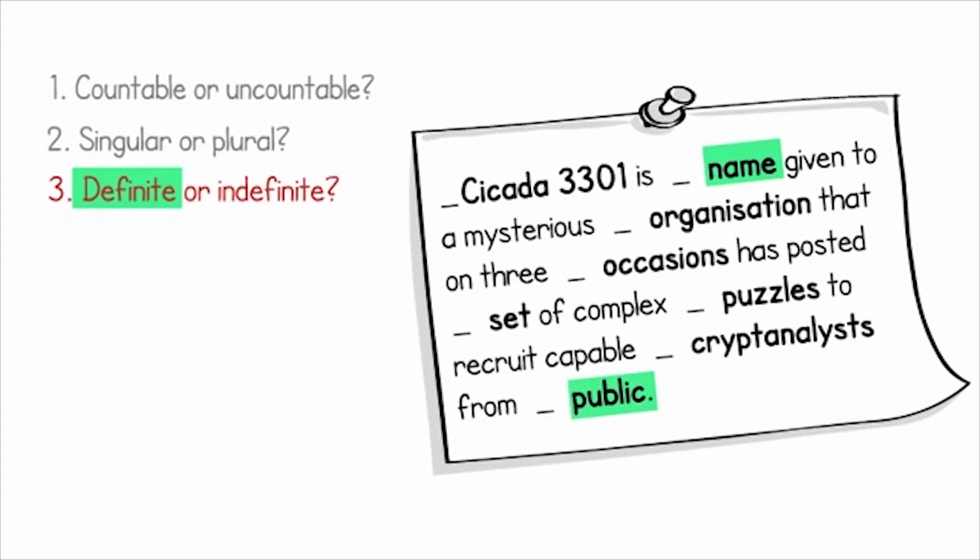The noun name is unique. It is the single name of this internet group. And public is an adjective that is being used to describe a group of people. These two nouns need the.